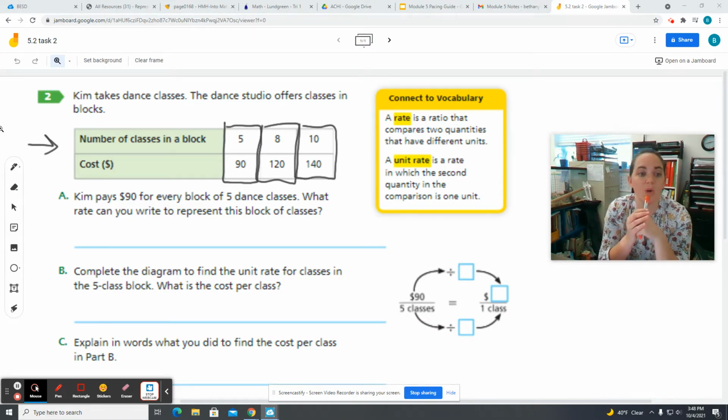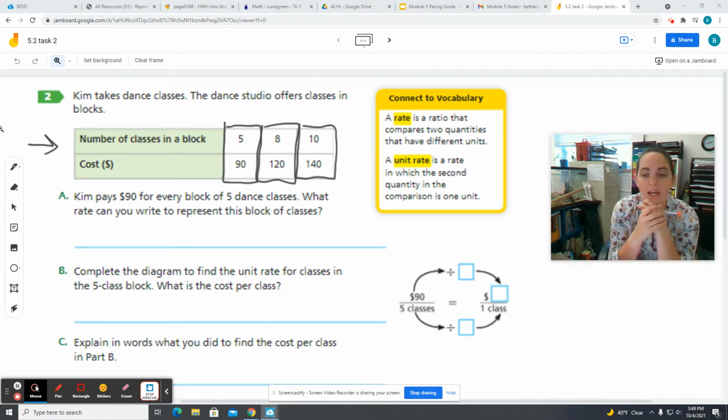So a rate is just two quantities that have different units. Now, a unit rate is a type of rate in which the second quantity in the comparison is 1 unit. So it's just a value of 1. This will make a little bit more sense as we go through this problem. So our rate units are going to be number of classes and money, cost. Those are the two things that we're comparing today.